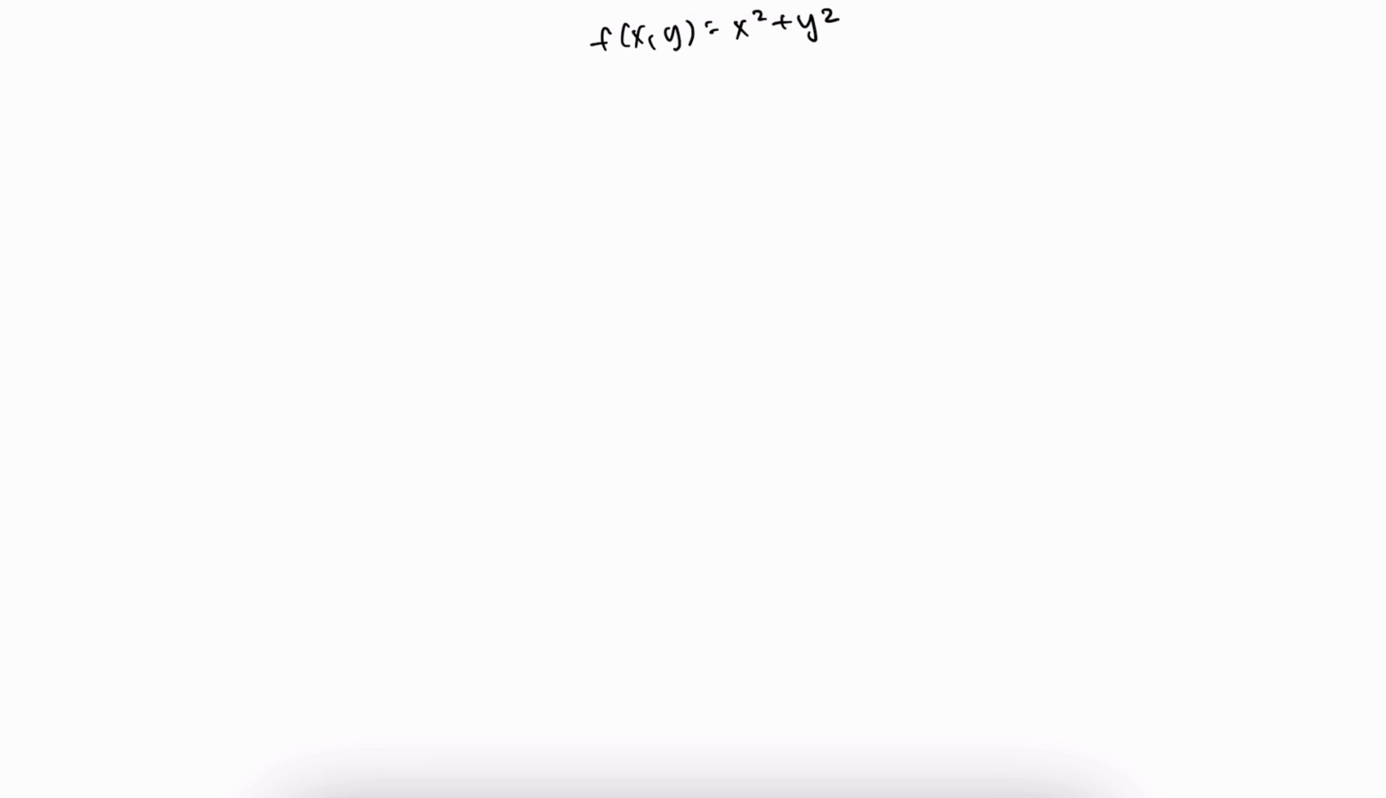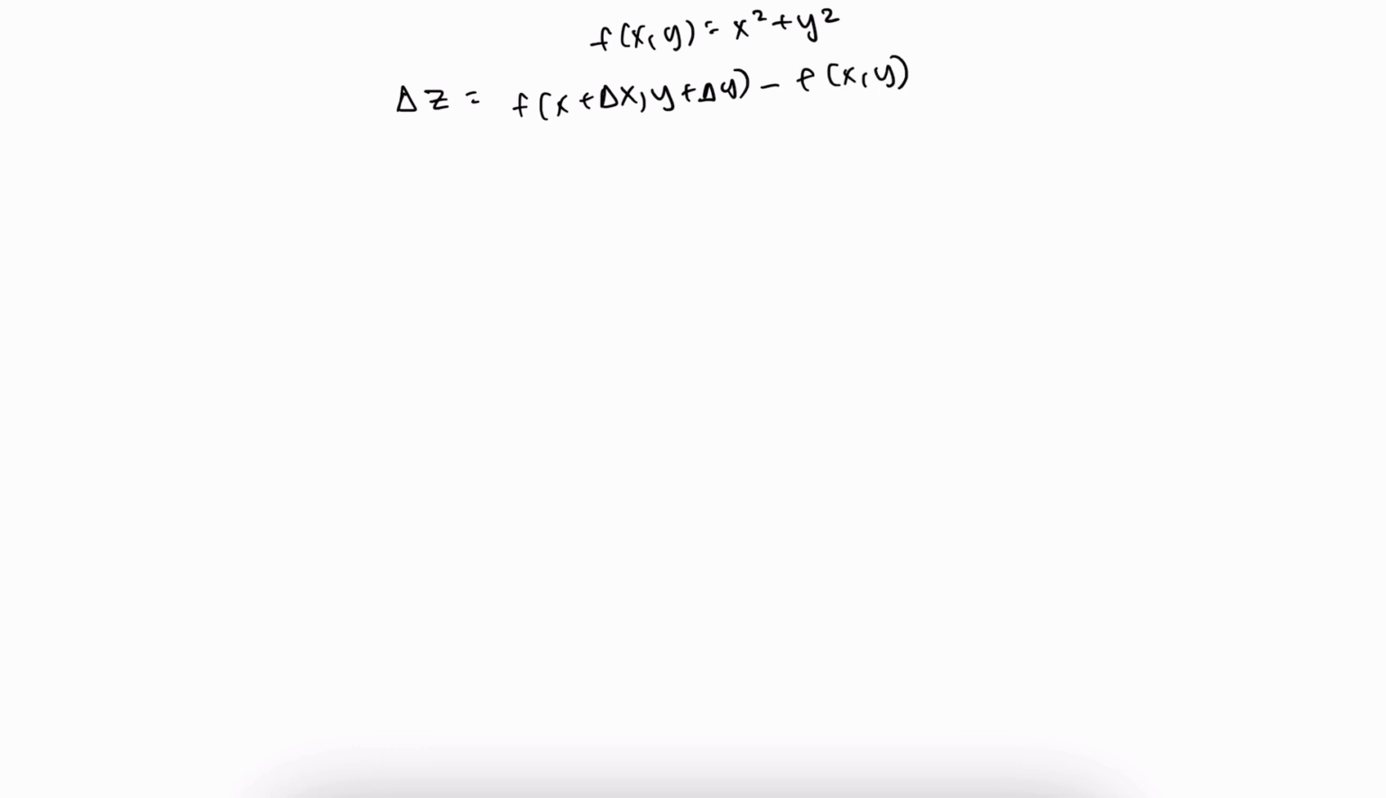Today I'm going to be showing you that this multivariable function is differentiable. We're first going to write it as a change in z, so delta z. And remember, that's just f of x plus delta x, y plus delta y, minus f of x comma y.